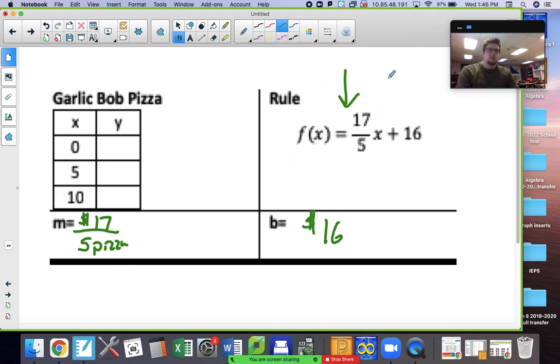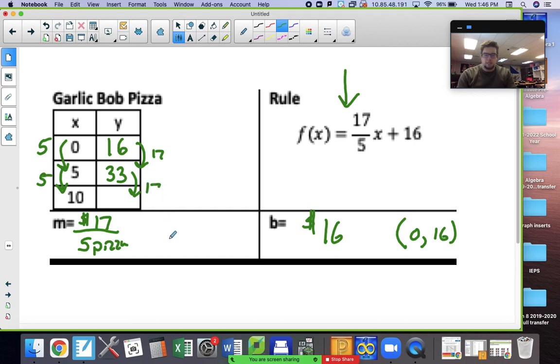We can then use this equation to fill in the table right here. Our 16 is really 0, comma 16. We get to put it in the table right here. We deliver 5 pizzas. So Garlic Bob pays us $17, earning us $33. We deliver another 5 pizzas. He gives us $17. We've earned $50 at this point.